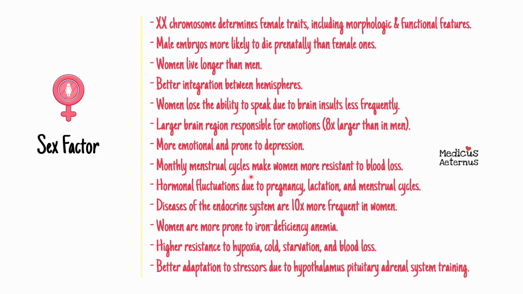The monthly menstrual cycles make women more resistant to blood loss. That's why if a woman has a hemorrhage or anything like that, she will not be as prone to anemia as men. Hormonal fluctuations occur due to pregnancy, lactation, and menstrual cycles. That's the problem here. Diseases of the endocrine system are 10 times more frequent in women because of their hormonal fluctuations. Women are more prone to iron deficiency anemia due to hemorrhage in the menstrual cycles. They have high resistance to hypoxia, cold, starvation, and blood loss because they are used to bleeding in the menstrual cycles. They have better adaptation to stressors due to hypothalamus, pituitary, adrenal system training.